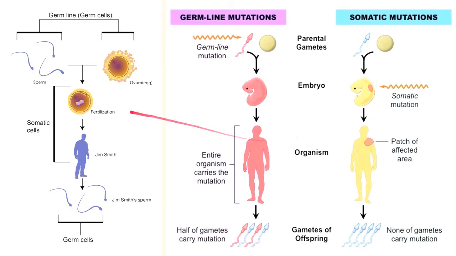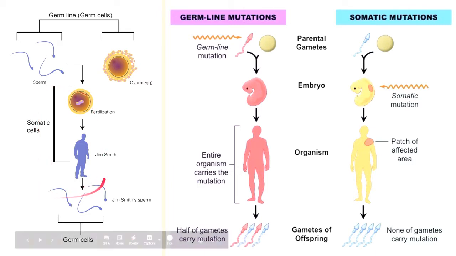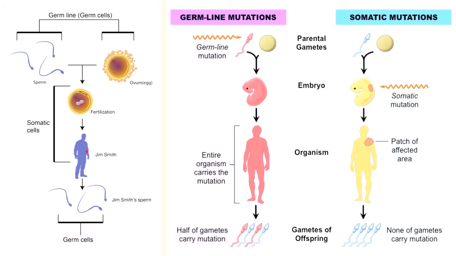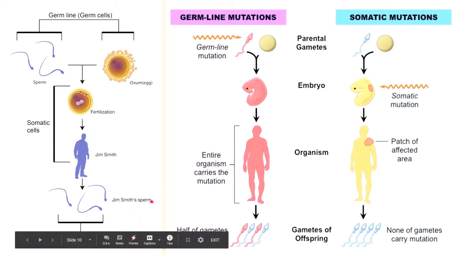Okay, so these are further illustrations to help you. The germ cells are your sperm and egg. During fertilization, they unite to form an organism. That organism is made up of somatic cells. All the cells that make up its body are called somatic cells. Then eventually, this organism, if it is male, will produce its own future sperm cells, or if it is female, it will produce its own egg cells. Those are that organism's germ cells.